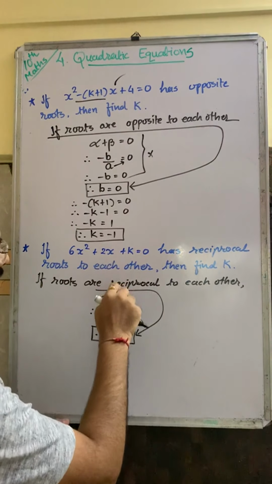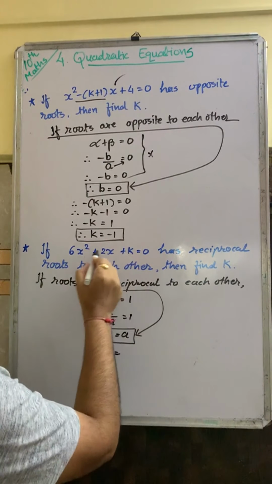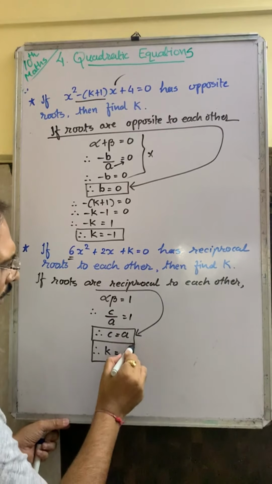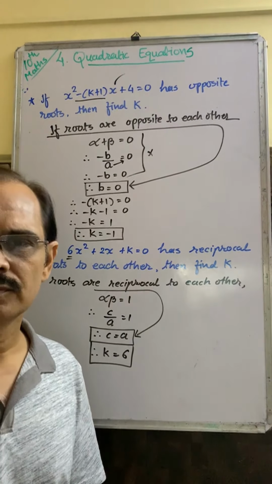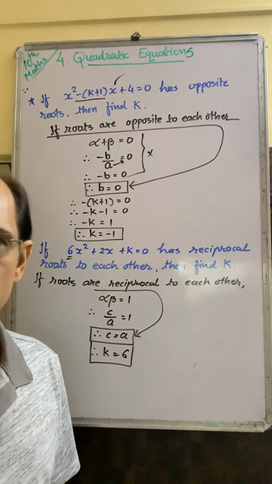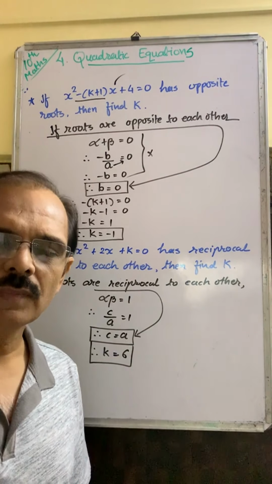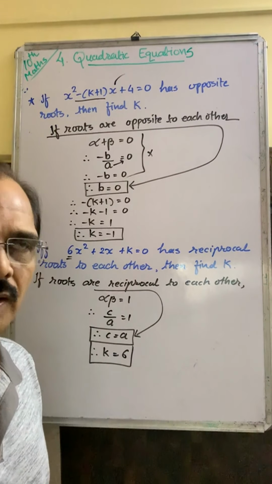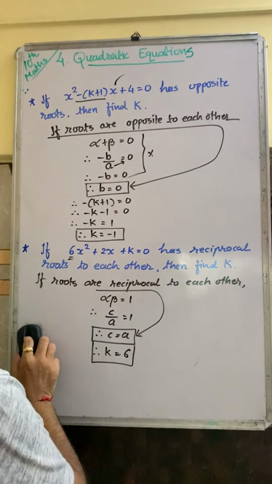Here in the equation, C is what? Constant term is K, and A is what? Coefficient of x square, so 6. So what is the value of K? 6. Means from this you can directly derive. Without any calculation also you can orally do this in objective. So please remember, this is not given in your textbook, but it may ask in your board exam. So please be alert. Now other theory.